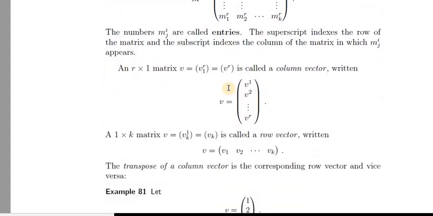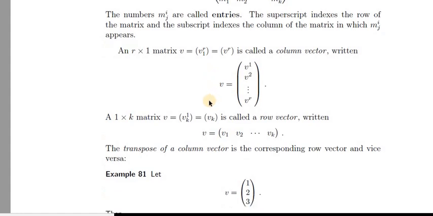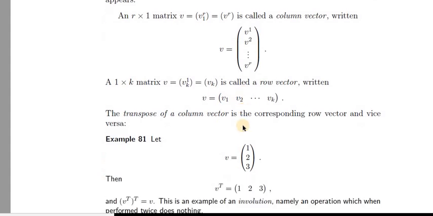If we have an R by 1 matrix, that's called a column vector. So that means R rows, 1 column. So V^R_1, the subscript is 1, so you can just ignore the subscript and just look at the superscript, which is the row index. On the other hand, a row vector is a V_1K, so we don't need to write the superscript. We can just write the subscript, and the subscript tells us which entry.